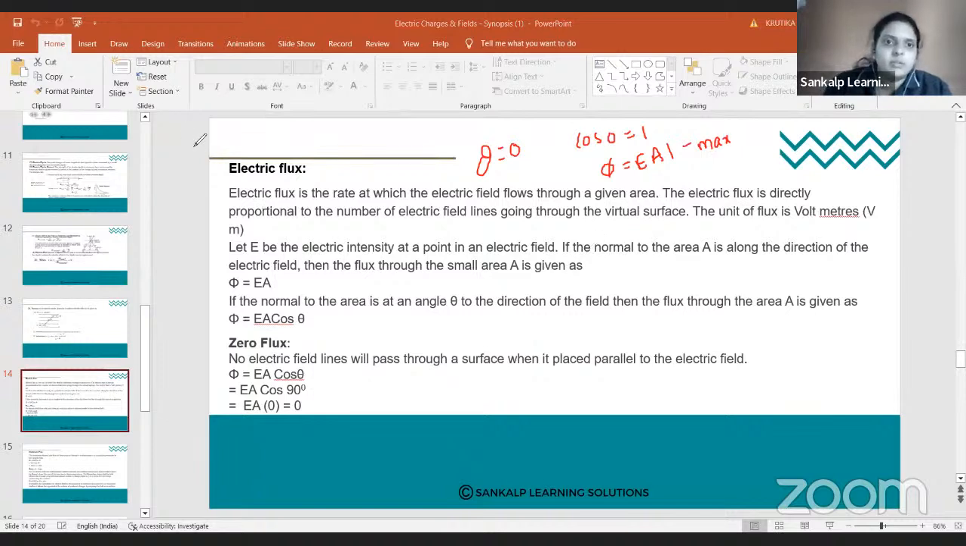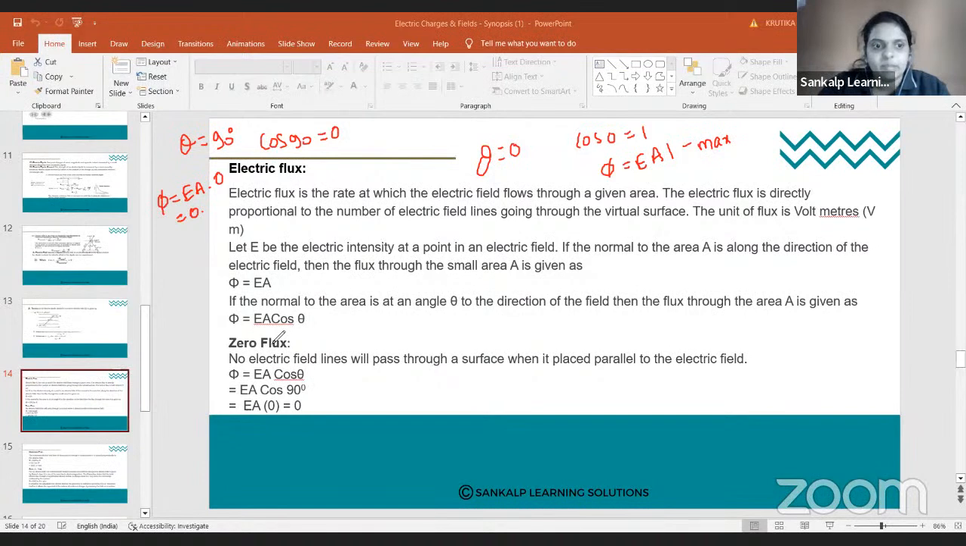Minimum condition. When you take theta is equal to 90 degree, cos 90, how much? It is 0. So cos 90 is 0, and flux is equal to E into A times cos 90, which is 0, therefore the entire flux will be 0. So we are saying there is 0 flux when the electric field lines pass through the surface with an angle of 90 degree. We are getting the 0 flux here.